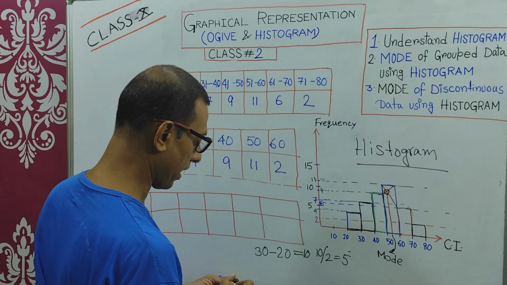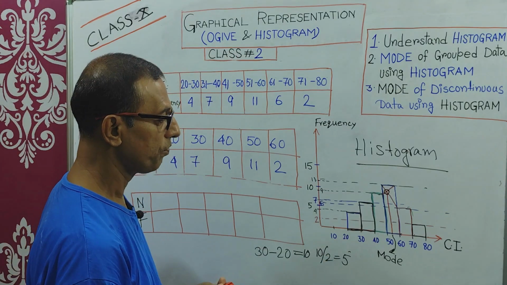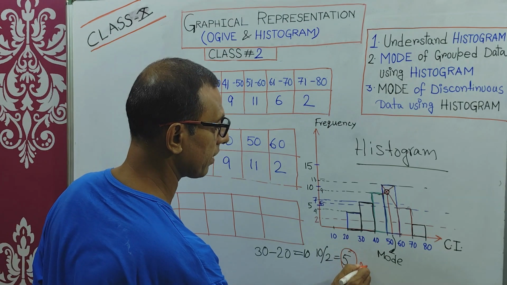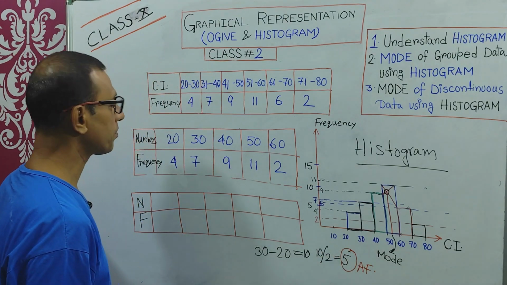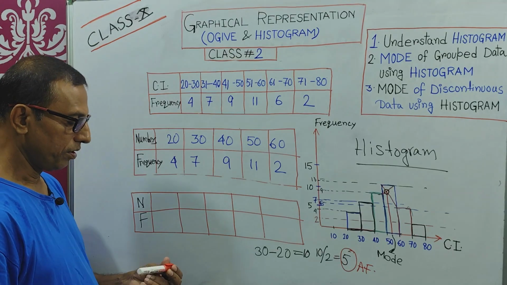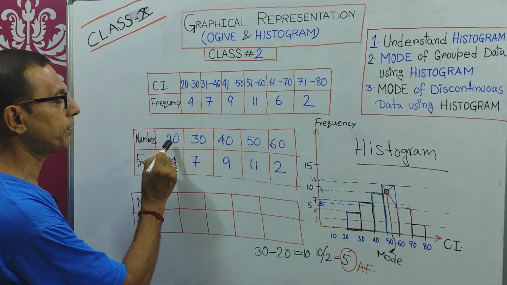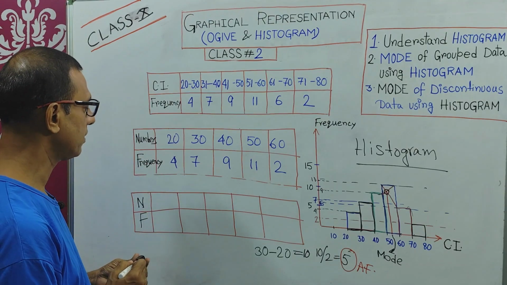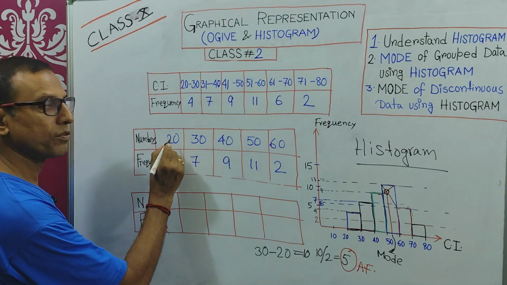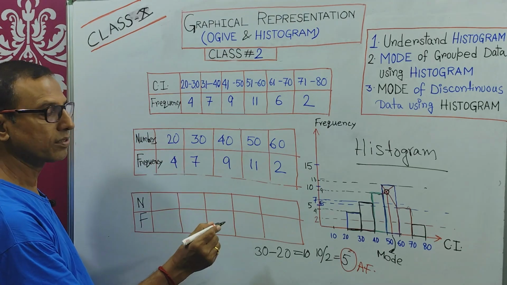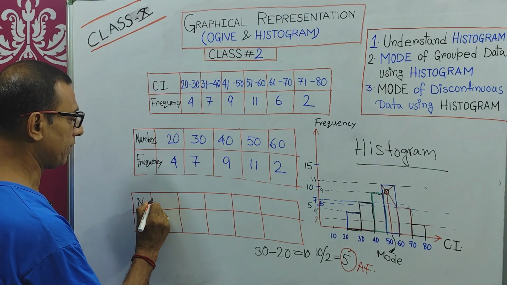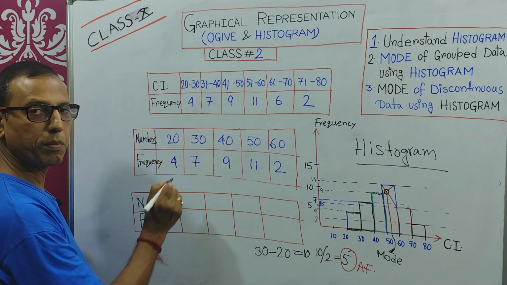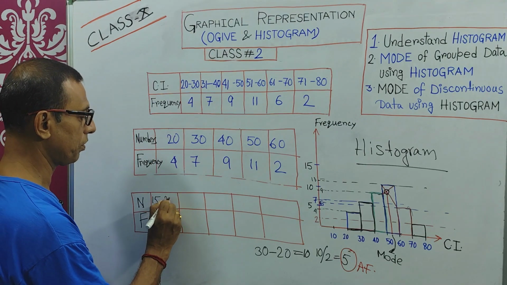So now once you have found the adjustment factor, AF, this adjustment factor you need to subtract and add. Subtract and add. That means for 20, you subtract the adjustment factor: 20 minus 5, 15. To 20 plus 5, 25. So 15 to 25.